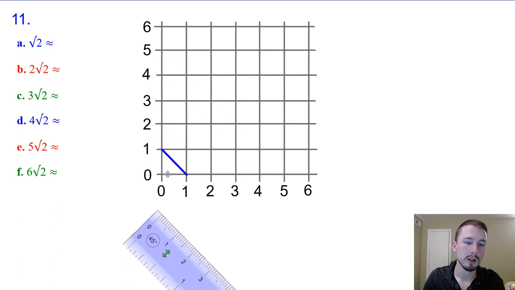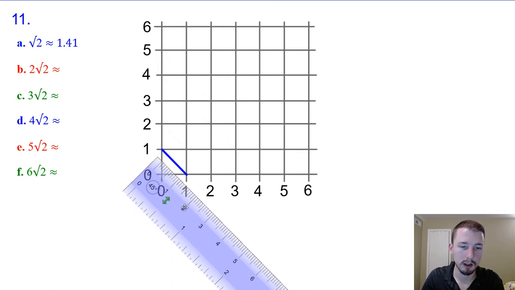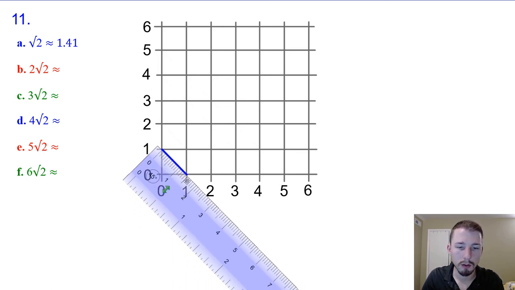So if I have this length of 1 centimeter and 1 centimeter, this hypotenuse here is going to be a radical 2, which is a length of approximately 1.41. So I just put some approximations in there. So if I measure that length, it should be approximately 1.41.